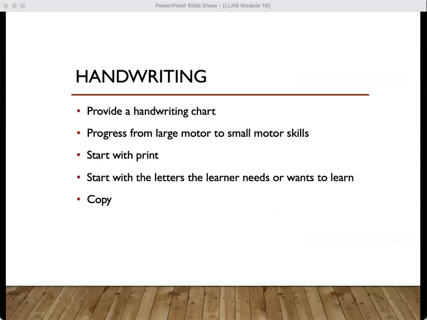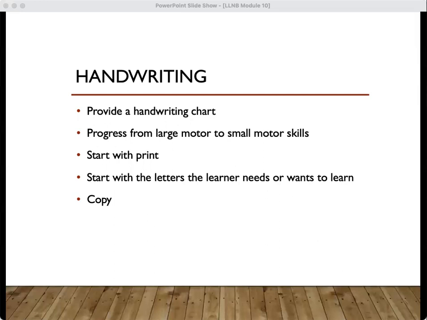Handwriting. Now that we have learned about the writing process and some strategies for teaching composition, we'll learn how to teach learners the mechanics of writing. Some tutors may work with low-level writers who will need to begin with basic handwriting instruction. Here are some strategies to use with learners to help them learn handwriting.